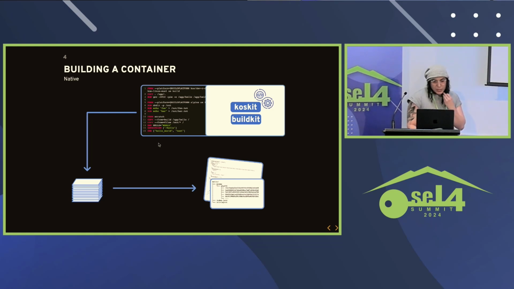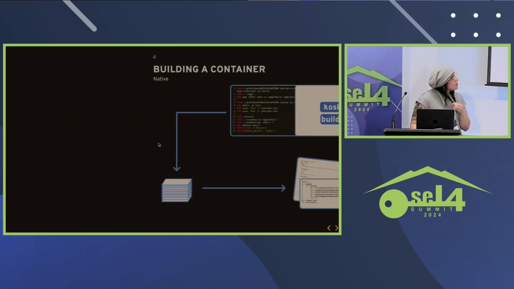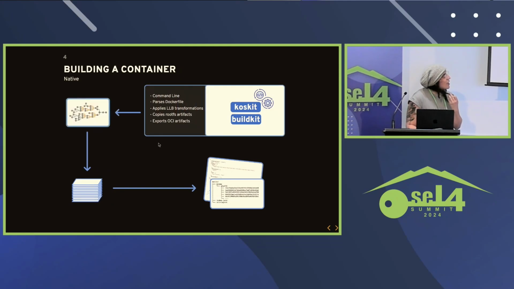So, building a container: we have a tool called CostKit, nothing to do with MicroKit, lots to do with BuildKit, which is Docker's build engine, which can consume Docker files and spit out tarballs, OCI archives. What this gives us is an ability to control the lower level build of a Docker build, and we can then copy the root FS artifacts and export it.